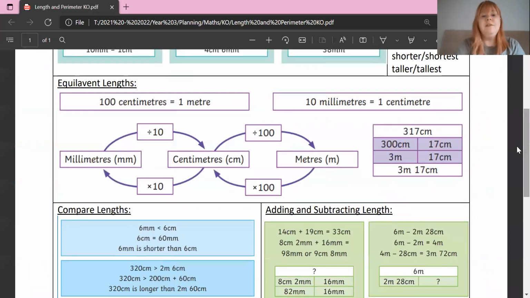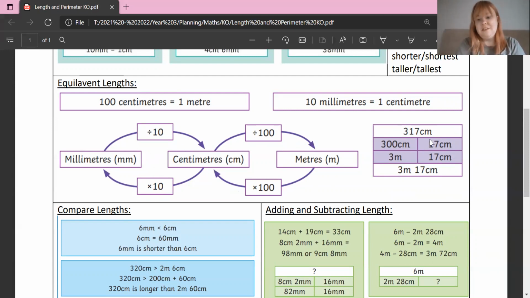So the next part is equivalent length. So we've just discussed one equivalent length, which is 10 millimeters being equal to 1 centimeter. But the other equivalent length, which you need to know, equivalent meaning equal to, is 100 centimeters is equal to 1 meter. So if we are looking at millimeters and we want to convert it, so we want to change it into centimeters, we divide by 10. If we want to change centimeters into meters, we have to divide by 100. But if we want to change our meters into centimeters, we multiply by 100. And then centimeters to millimeters, we times by 10.